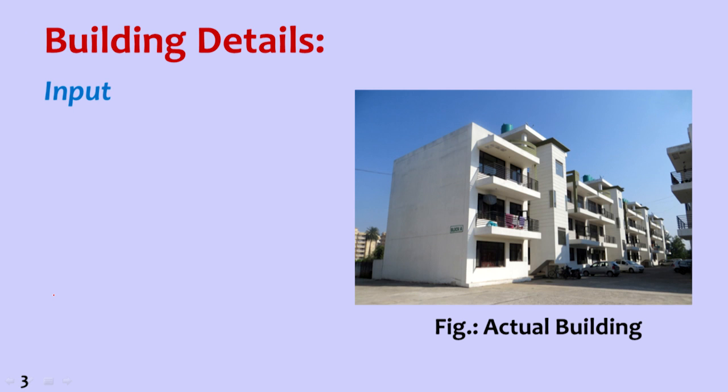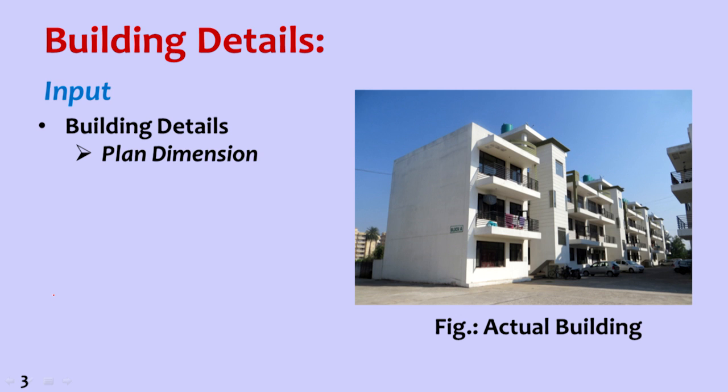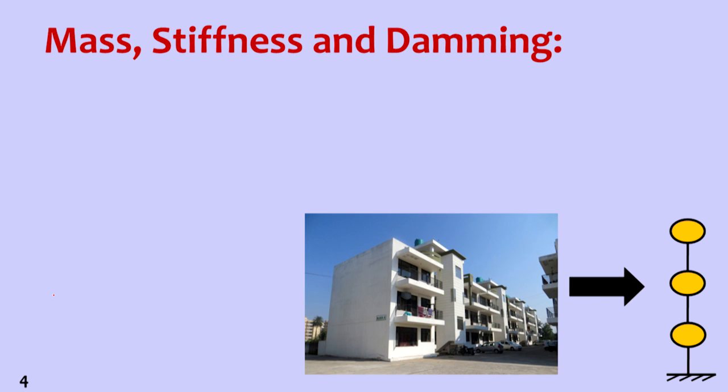First, this is a building. How are we converting this building into a lumped mass system? As you can see, we need the plan dimensions and the elevation dimensions for fixing the mass of the structure at different floors, and then the stiffness of the floors.